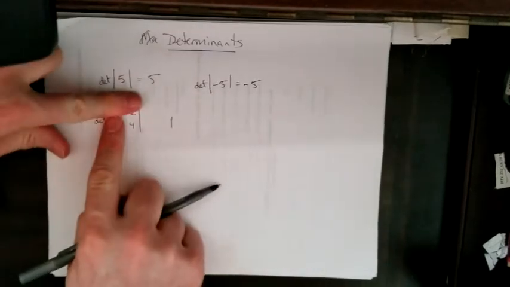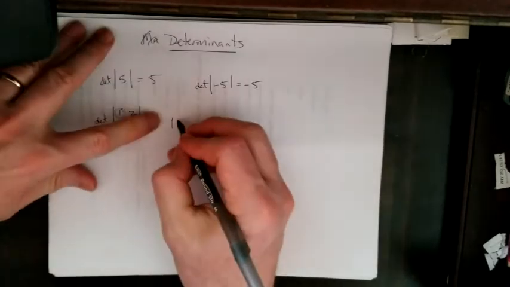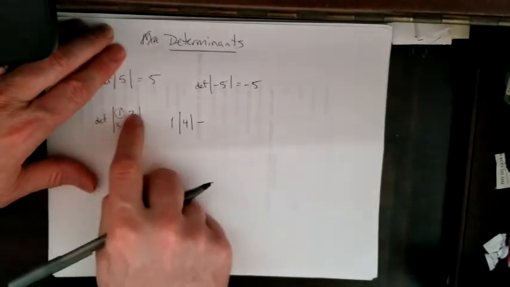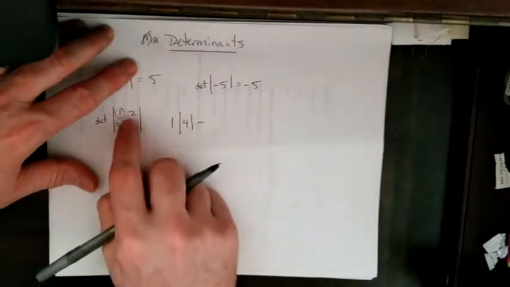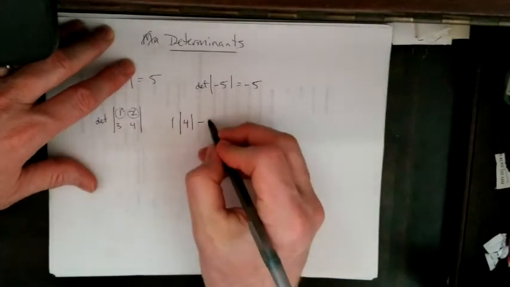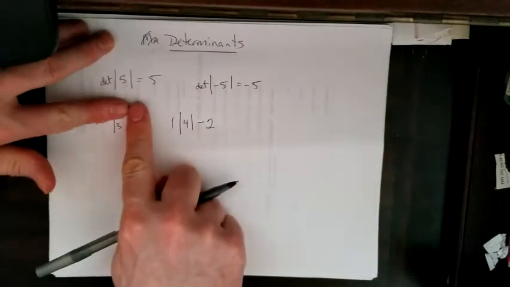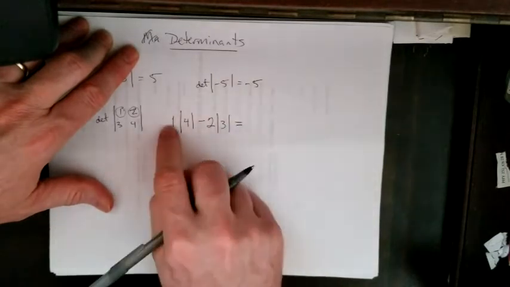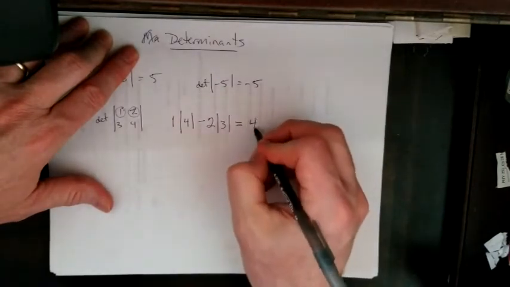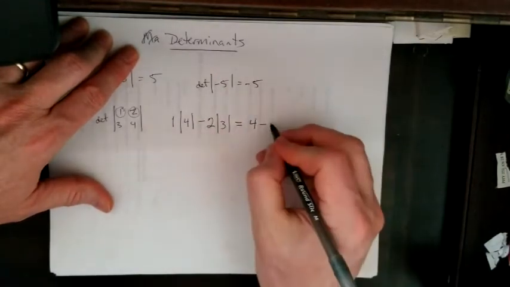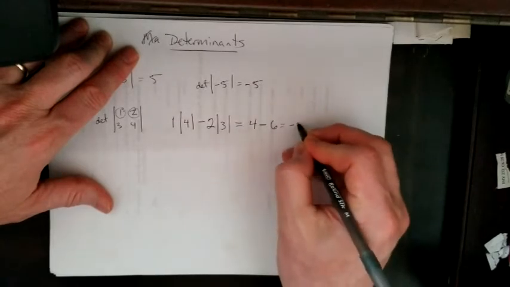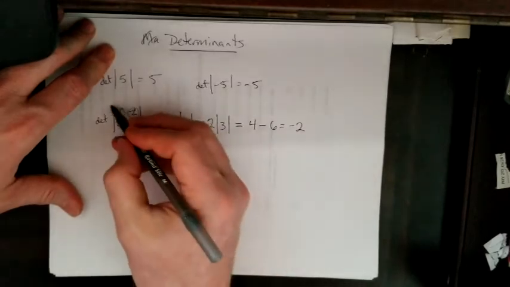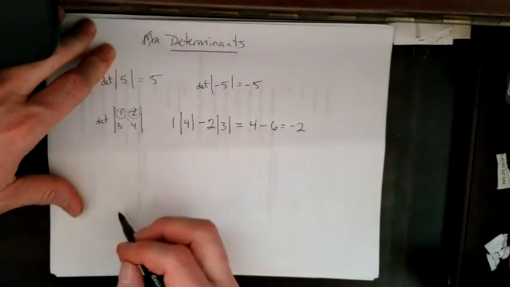But I start in the upper left-hand corner and I write that number down. I sort of block out that row and column, and what I'm left with is a 4, so that's 1 times the determinant of 4, minus, because as you move across, you alternate signs. Then I go to the next number, 2, and block out that row and that column. What I'm left with is a 3. And that's equal to 1 times 4, which is 4, minus 2 times 3, which is 6, which is -2. In essence, what I did is I took the 1 times 4 and subtracted 2 times 3.